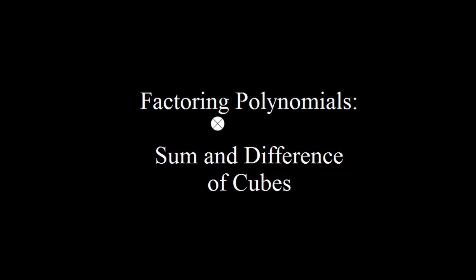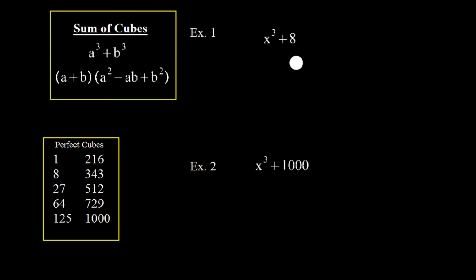Today we'll be learning about factoring polynomials using the sum and difference of cubes formulas. So the sum of cubes formula, you start with a cubed plus b cubed, and so we want to first identify our value of a and then b by taking the cube root of a cubed and the cube root of b cubed. This will allow us to identify a and b.